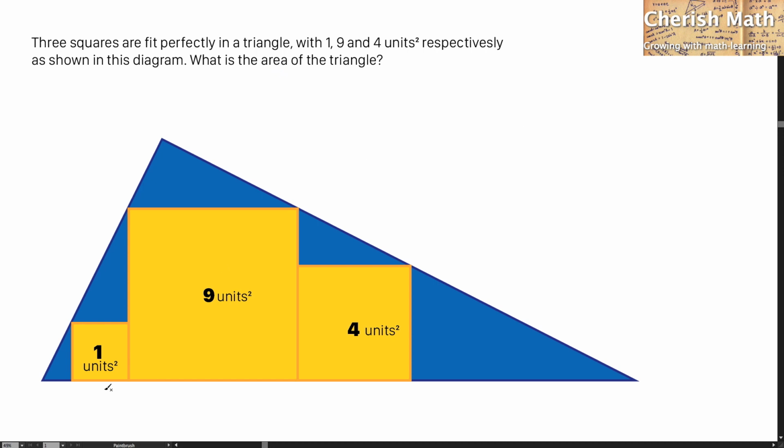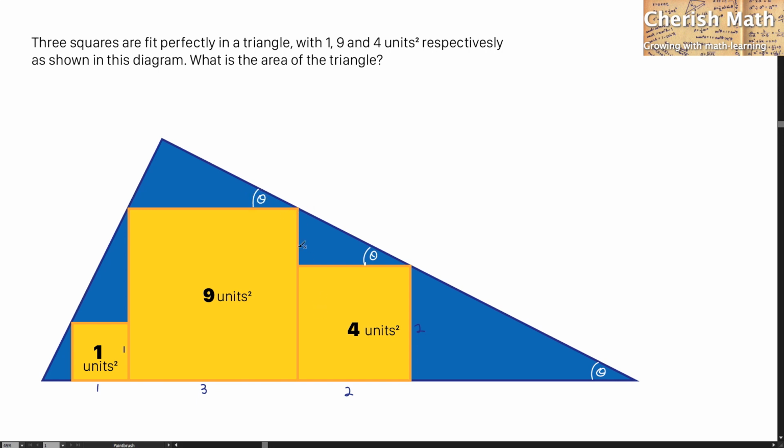For the first square located on the left hand side, it is 1 unit square, so the length will be just 1. And the biggest one located in the middle is 3 by 3. And the one located on the right hand side is just 2 by 2 units. Let's assign this angle as theta. It is applied here as well, and for this too.